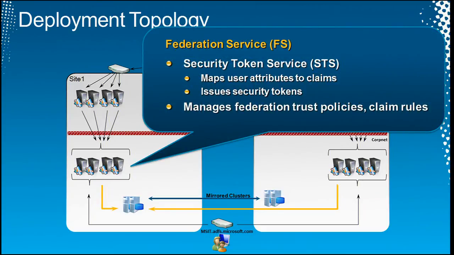So we start with the roles. We look at the roles that are comprised within an ADFS infrastructure. We start with the Federation service role, the FS role. The FS role does all the work. This is your security token service. This is the service that maps user attributes to claims, issues security tokens, manages your Federation trust policies, manages your claims rules. This is the STS. Request for security token comes in, request for security token response goes out.